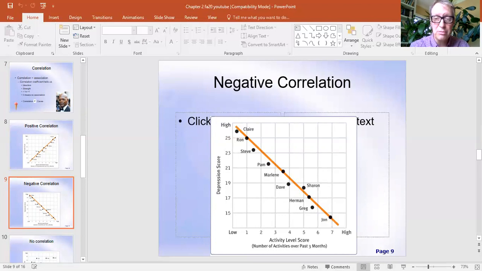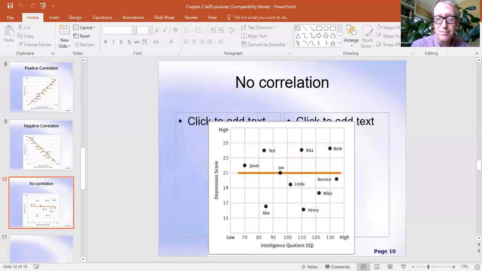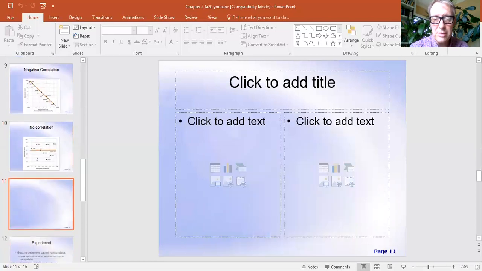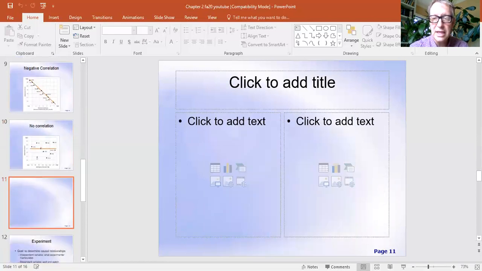Now, a zero correlation means things are not related at all. Here we have intelligence scores, like IQ scores, and also how depressed a person is. It doesn't matter at all if a person's really bright or not very bright; you have people depressed at all levels of intelligence. You can see here you have a person's name next to each one of these dots, and that's the way correlations work. You collect data on both of these variables, and then you plot them on a graph like this.